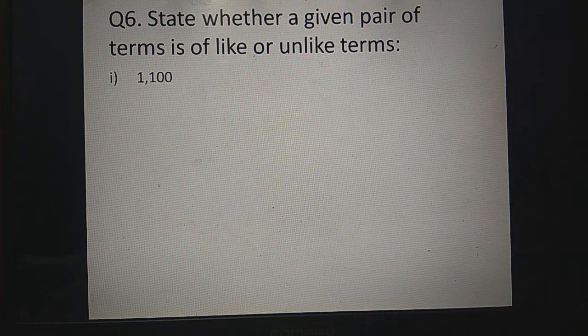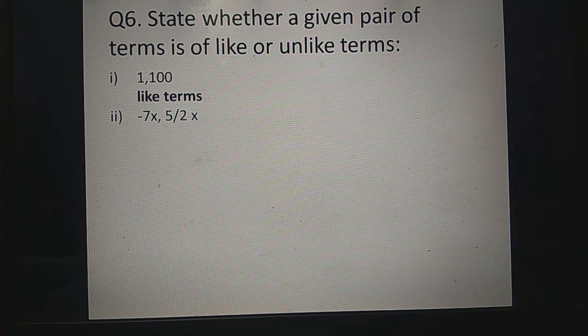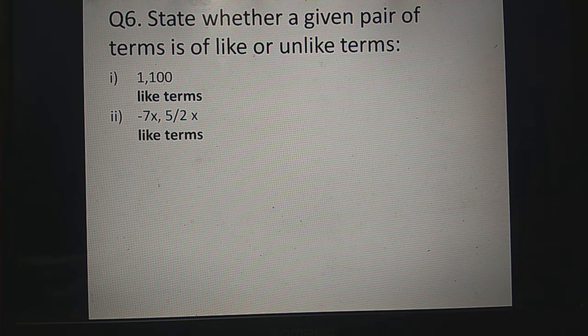First one, both are constant and both are not having any variable. It means they are like. Now, in the second one, both the terms, numerical coefficient is not same, but both are having x. How many x are there in both the terms? Only one. It means they are like.